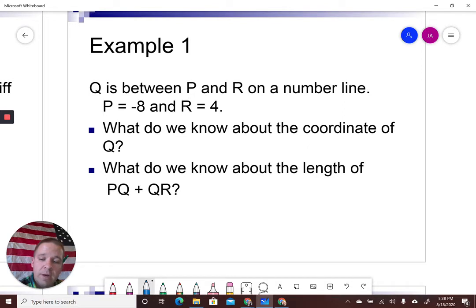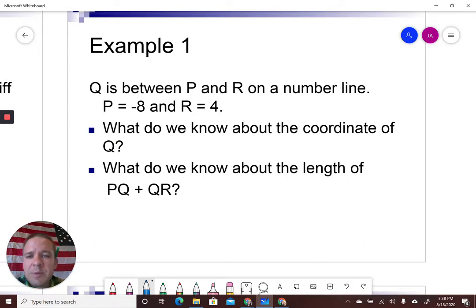And one last thing about collinear and betweenness. If you have betweenness, you know that they're 3 collinear points. If you got collinear points, you know that a point has to be between the other 2. If you got 3 collinear points, one of them's got to be between. So they work with each other. They're good friends.